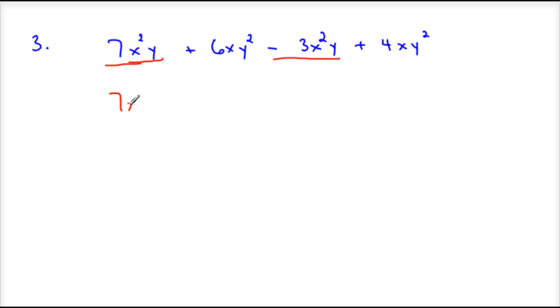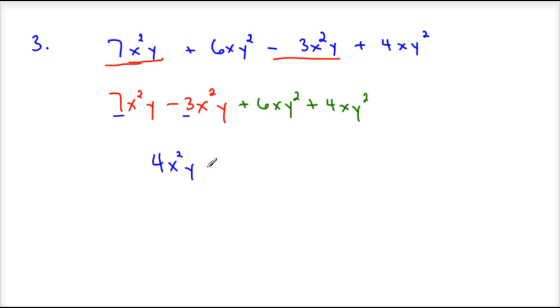So I have 7x squared y minus 3x squared y. Those are my like terms. The other terms are 6xy squared and 4xy squared. So this is a positive 6xy squared plus 4xy squared. Now these are like terms because they both have xy squared as their variables. Then just go back and subtract or add the coefficients. So 7 minus 3, so I have 4x squared y plus, here I have 6 and 4, 10xy squared.